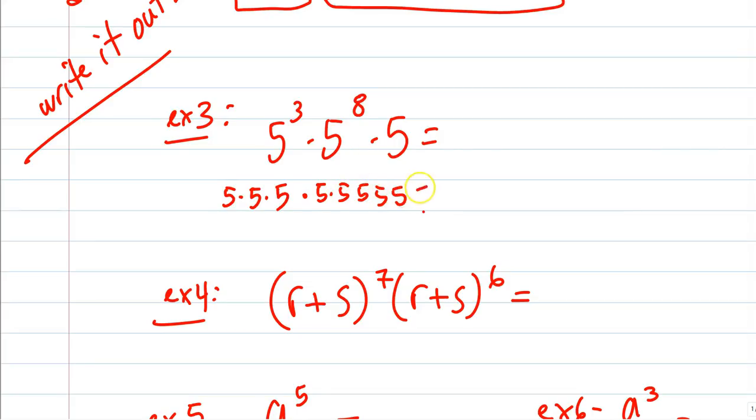4, 5, 6, 7, 8 friggin' 5's times another 5 at the end. Count the 5's. 3, 4, 5, 6, 7, 8, 9, 10, 11. There's not 11. There are 12. Technically, I could call this 5 to the 1st and add the exponents, but it's not really just adding. It's not an addition problem.